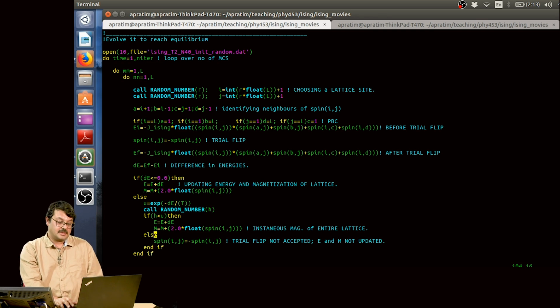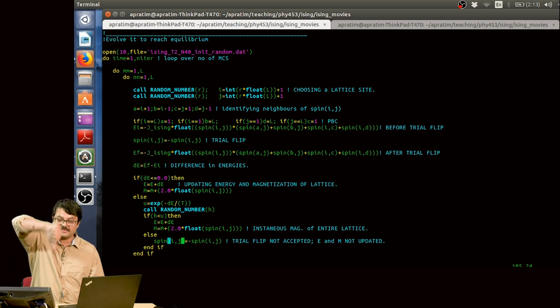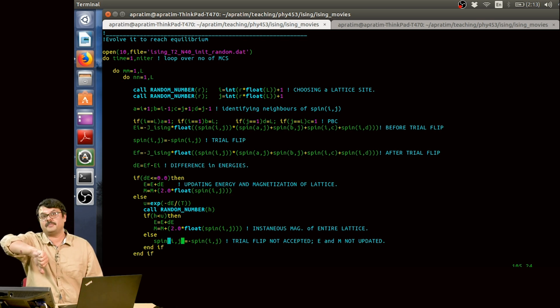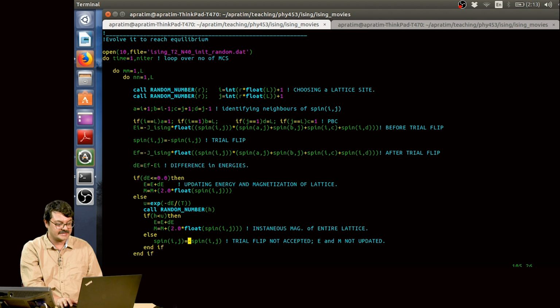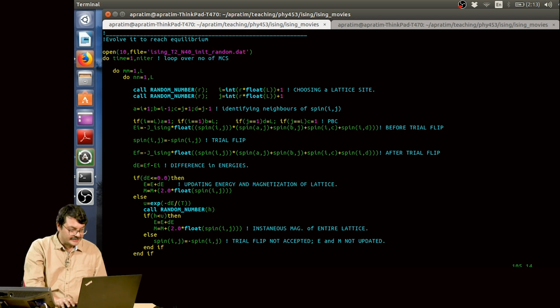However, if this condition is not satisfied, if this random number is greater than u, then this spin flip is not accepted. I put the spin(i,j) to be minus spin(i,j). So, suppose there was a positive spin, I had given a trial spin flip to be minus 1. Now, I say okay, this trial spin flip is not accepted, then I have to put it back to plus 1. So, that is exactly what I am doing in this step. Okay. And of course, I do not need to update the m and the E.